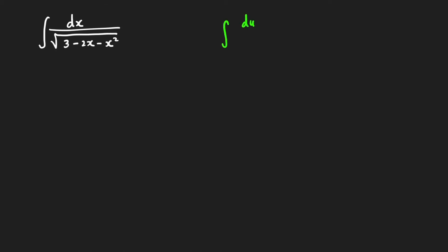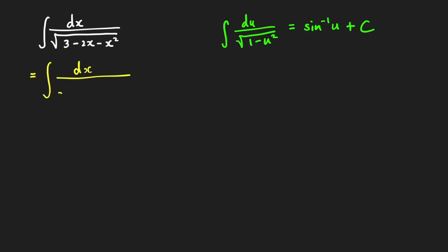Integral of du over square root of 1 minus u squared is equal to sine inverse of u and then plus c. So here, what we're going to do is complete the square in the radicand. So we have here dx over square root of, again, we have this one here, 3, and then minus, factor out the negative sign. And the remaining terms can be written as x squared plus 2x.